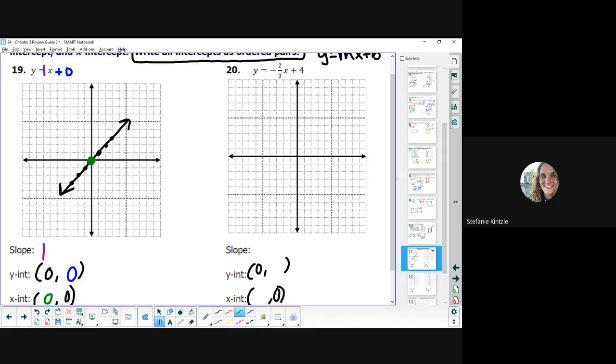All right, on the next one, this one's also in y equals mx plus b form already. So the slope is whatever's in front of the x, in this case negative 2/3.